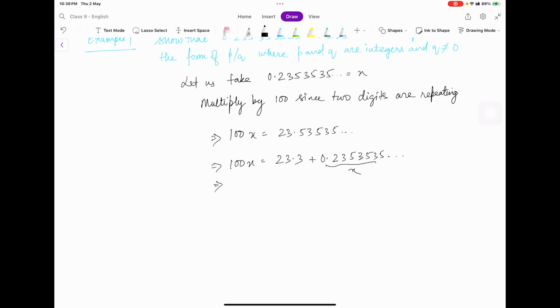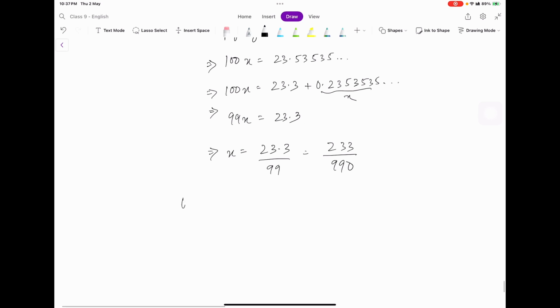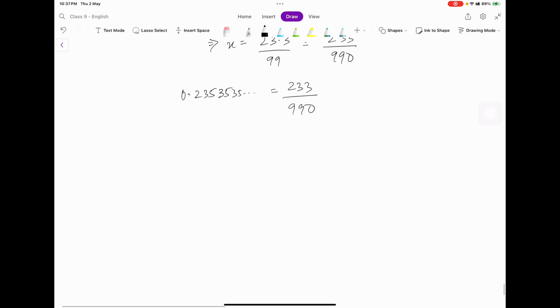This is x. So this becomes 99x equals 23.3. So x is 23.3 by 99, that is 233 by 990. This is the value of x. So the decimal 0.23535 and so on, the rational number is 233 by 990. Understood? So this is the example. Then example 10.